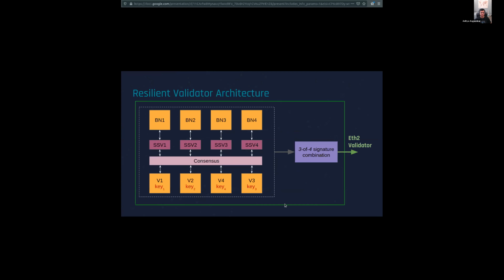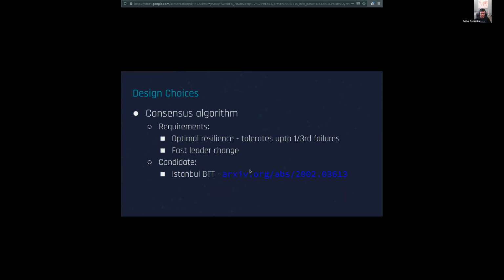So there are a few more parts that are required to make this work. The most notable is this signature combination component. Each of these validator clients, since they only have a part of the key, produce threshold signatures. And all of these threshold signatures have to be combined in order to make something that is tangible to the ETH2 network. And this entire architecture is going to be a single ETH2 validator. Specifically for these numbers right here, where we have a 3 out of 4 signature combination and we have 4 redundant instances, we can tolerate one failure. So one node can go completely offline and we can still have all the good properties about our network, about our validator. There are a few design choices that were made along the way.